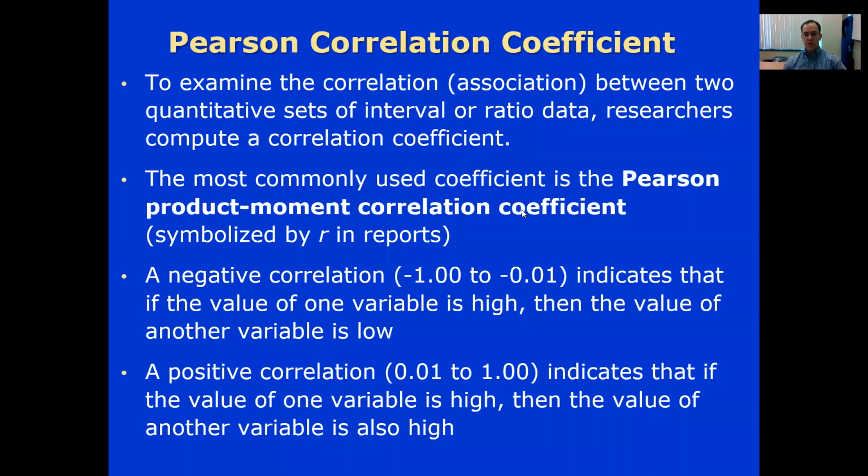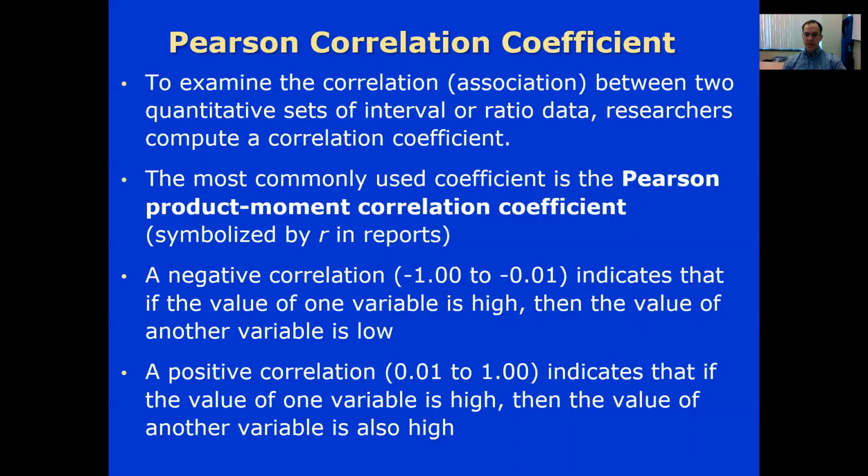Now, the first statistic we'll be talking about is the Pearson correlation coefficient. You use a correlation to determine an association between two quantitative sets of interval or ratio data. Researchers compute this correlation coefficient. Now, there are several different types of correlation coefficients you could use, but the more common one you'll come across is the Pearson product moment correlation coefficient, and it's symbolized by an italicized lowercase r in reports.